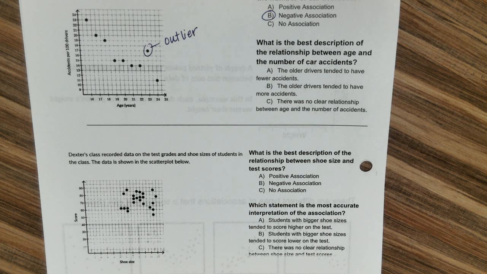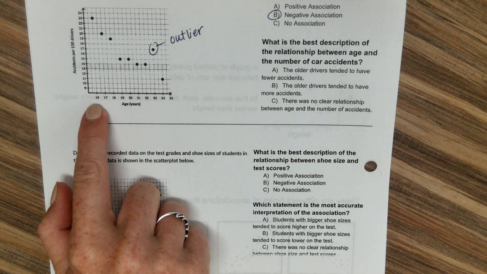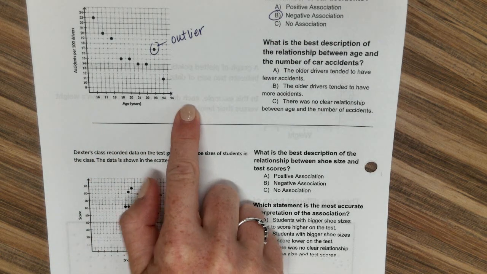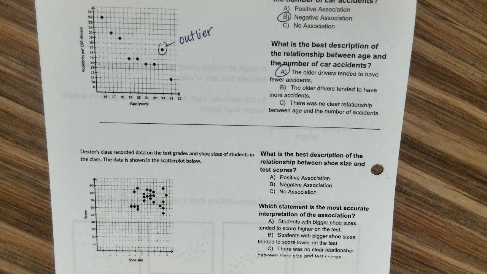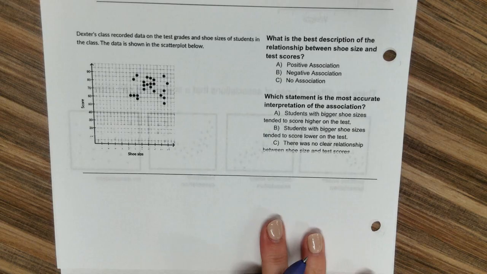Okay, what do y'all think? A. As people are getting older, what's happening? They have fewer accidents. Very good. That's all we're going to be doing today is interpreting scatter plots. Okay? All right, let's go to the next one.